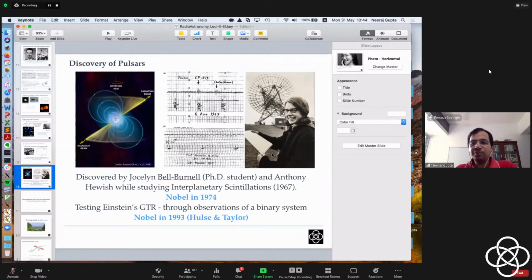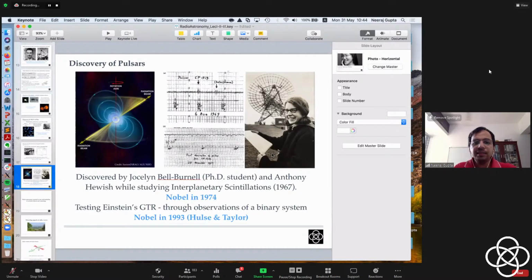But eventually they found not one, but more such objects over a period of time, and then they found that, okay, this is actually a certain kind of object in the sky. It's called pulsars, because they give these pulses. And this discovery was then given a Nobel Prize in 1974. As I said, this has since then grown into a field on its own.